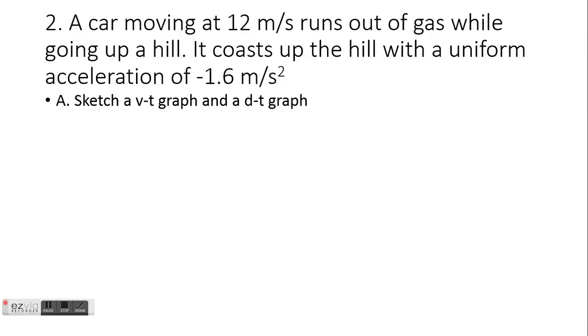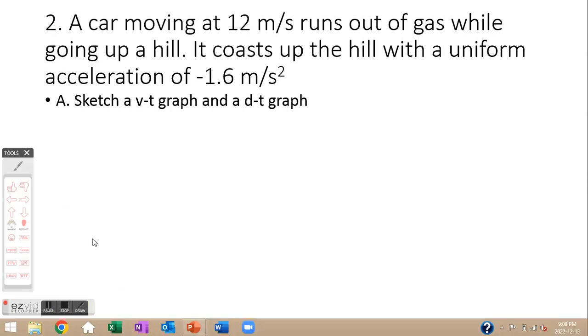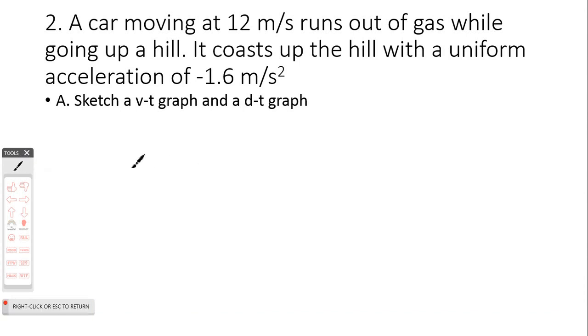This is from page P9 in your workbook, Question 2. We've gone over the graph in class already at the top. But in this case, I want us to look at a couple things. First, we're going to have a velocity time graph and a distance time graph for this car. Moving at 12 meters per second, it runs out of gas while it's going up a hill. It's going to coast up the hill with a uniform acceleration of negative 1.6 meters per second squared.